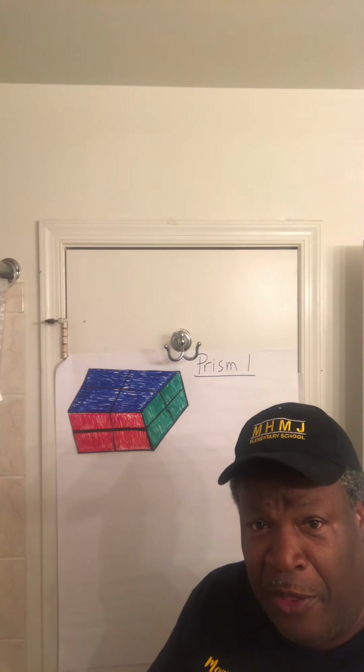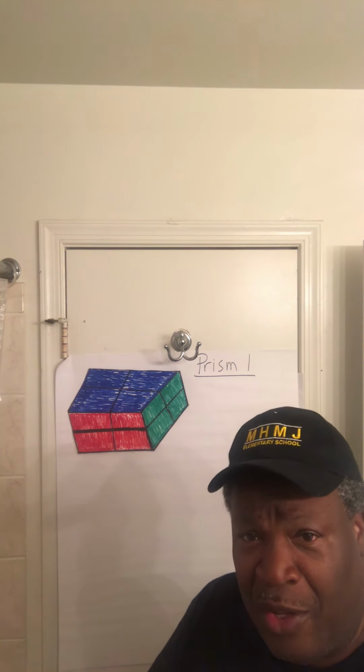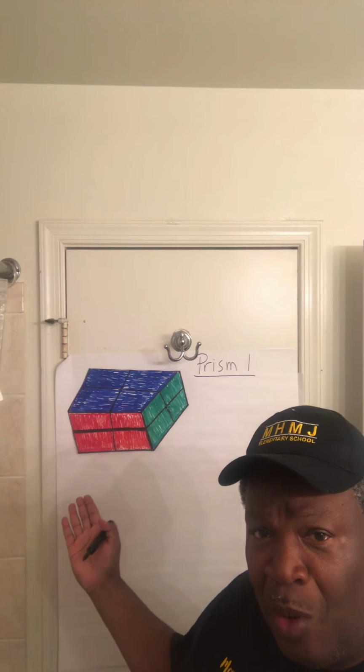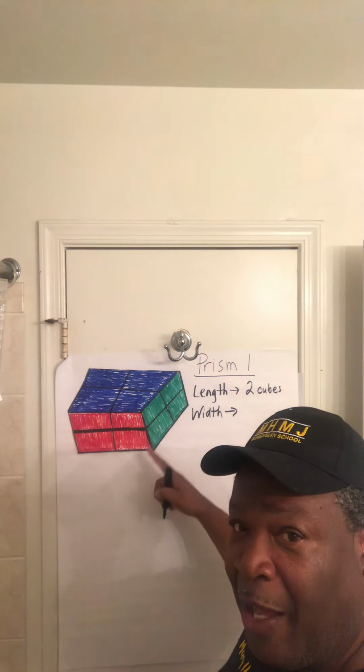And what we're going to do is determine the length, the width, and the height of prism 1 so that we can determine the volume. So first of all, we see that the length is 2 cubes. Then we're going to take a look at the width, and we see that the width is also 2 cubes.